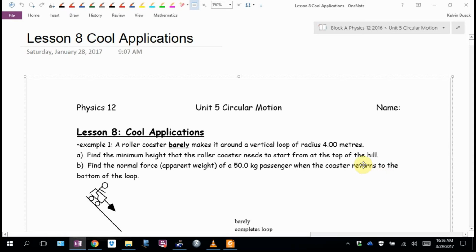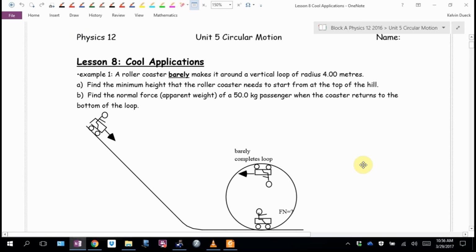So, speaking of rides, let's look at rides. Cool applications is what I called this. And one of the first cool applications of circles, which has really been the whole theme of our overall unit, we've segued into orbits and gravity, but really that's circular motion as well, are roller coaster loops.